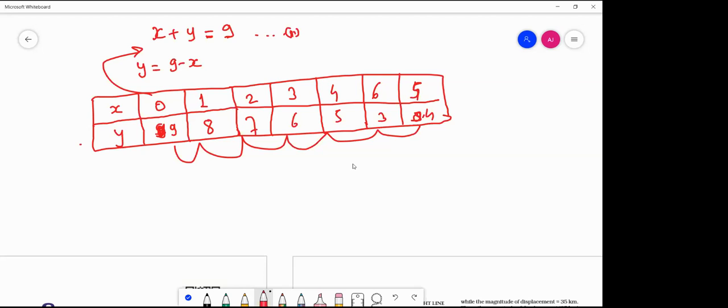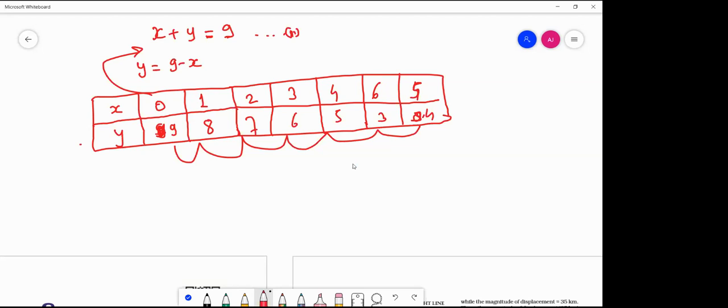First definition, linear equation in two variable. Are you getting my voice clearly? Yes, sir. Okay. So you can write the heading, linear equation in two variable.